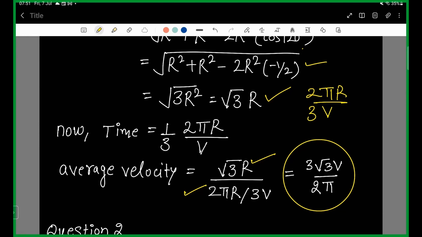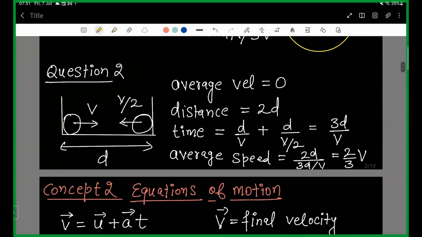Okay. Next question. The question in front of you is, an object moves with velocity v and then hits the wall. So this object was moving with velocity v and then hits the wall and bounces back with velocity v by 2. So an object was going in a straight line, it hits the wall and bounces back with velocity v by 2. What is the average velocity?